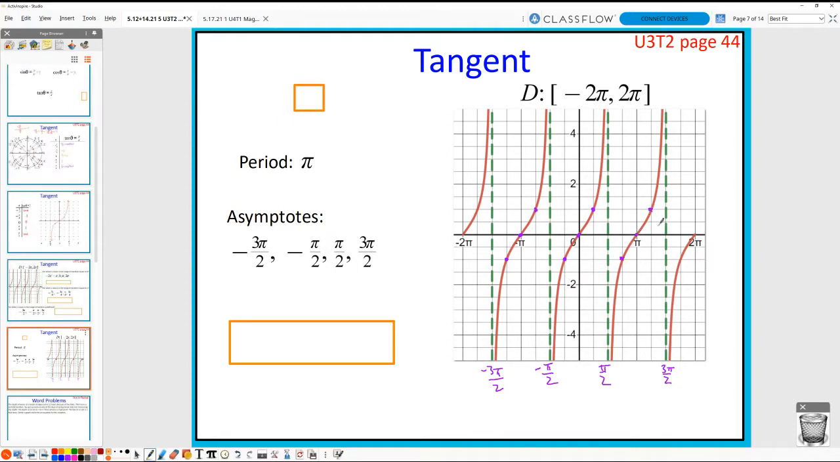-1, 0, positive 1, negative 1, and then we're going to end at 0 for 2 pi. At negative 2 pi, we are going to have 0 and positive 1. But that's, I think, the general behavior of tangent. I think that's easiest to remember.